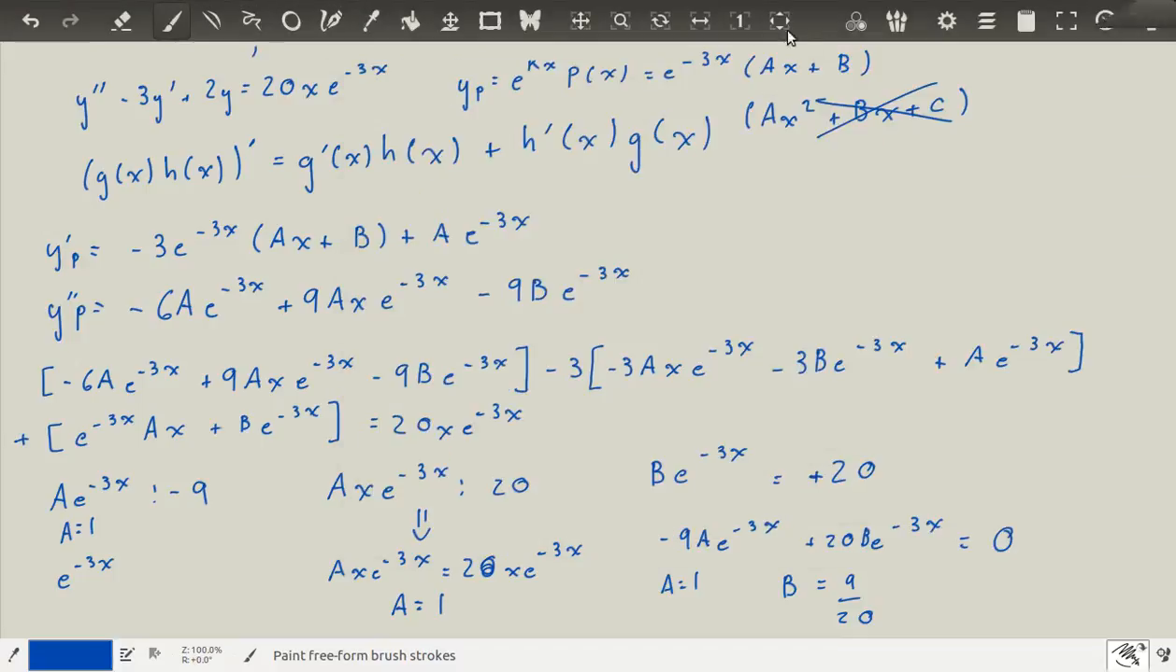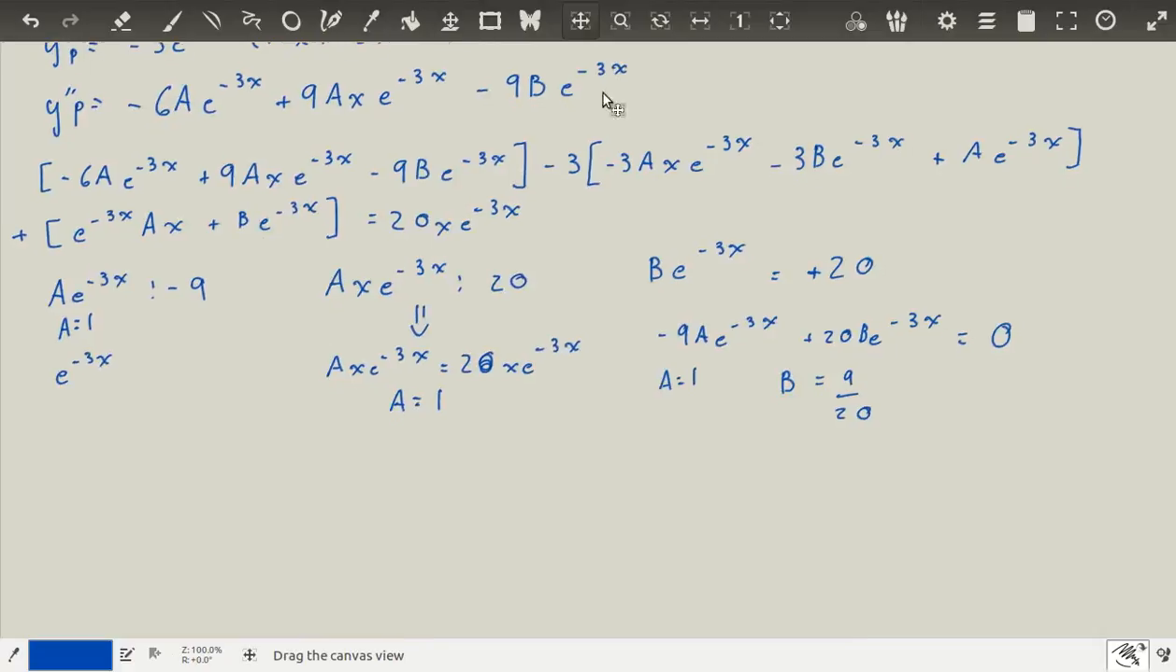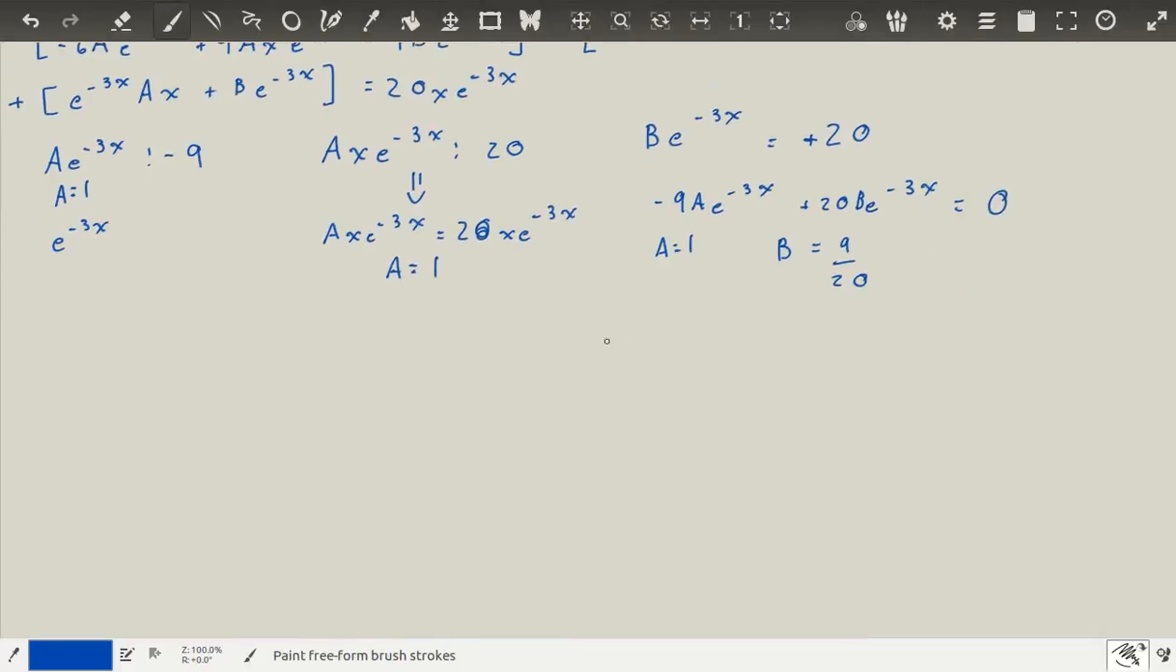And let's just write the y particular out. So y p is equal to e to the negative 3x times x, because that's just our a, plus 9 by 20.